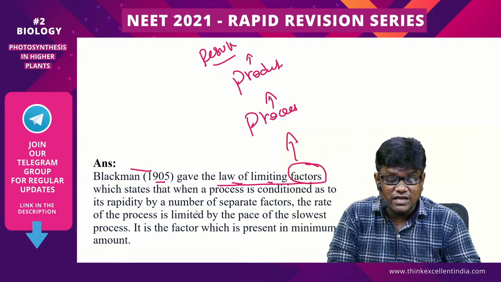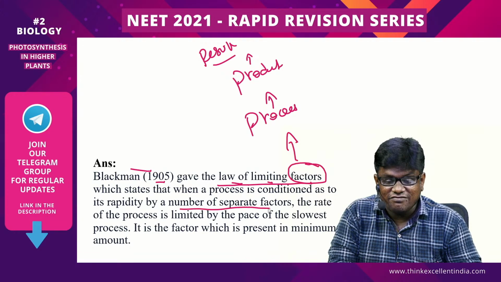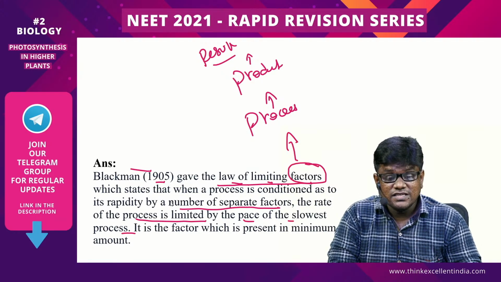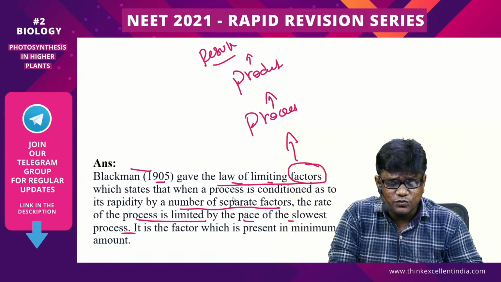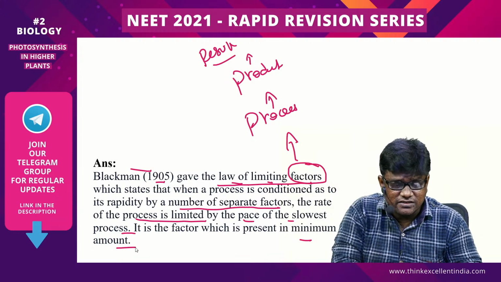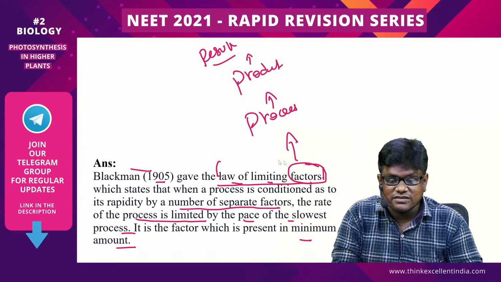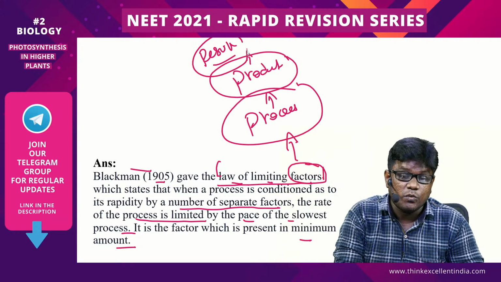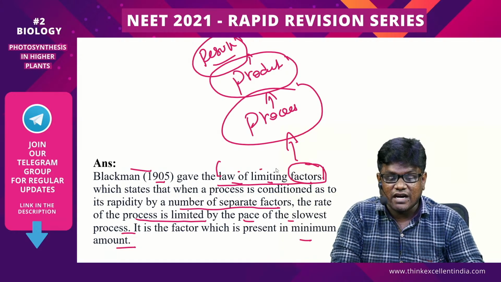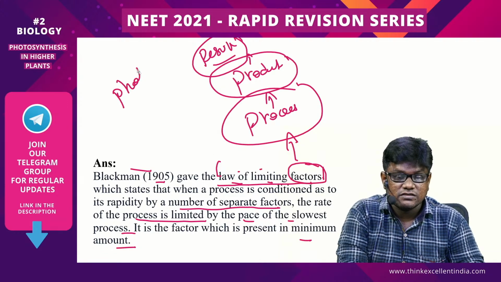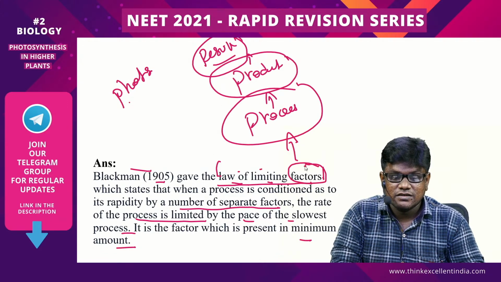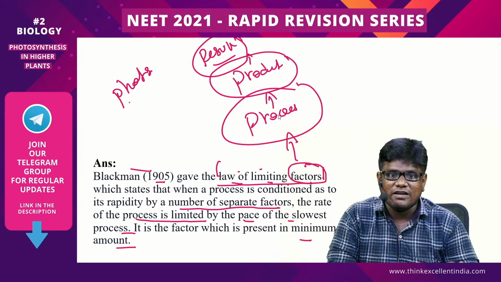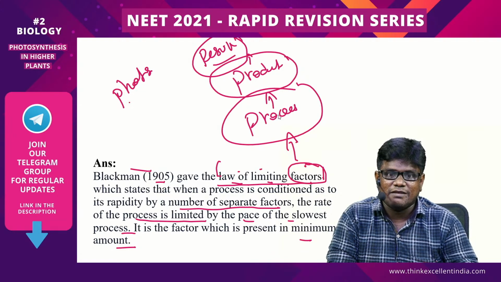So he proposed that where a number of separate factors are involved, the rate of the process is limited by the pace of the slowest factor. See, if a factor is present in minimum amount, the law of limiting factors says it will inhibit the function of the process, and the yield, the result, will also get inhibited. So that is the law of limiting factors. In the case of photosynthesis, what exactly are the factors? The light, and the leaf structure. A proper leaf structure is required. It should not get any pathogenic infections.